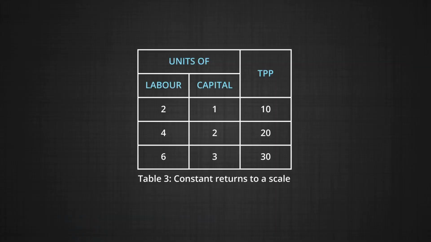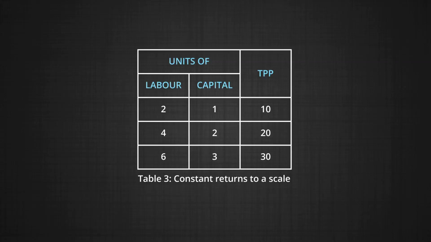Constant returns to scale can be understood with the help of the schedule on your screen. Here, when labor is doubled from 2 units to 4 units and capital is simultaneously doubled from 1 unit to 2 units, output increases from 10 to 20 units. You can see that a 100% increase in both inputs has caused exactly a 100% increase in output.